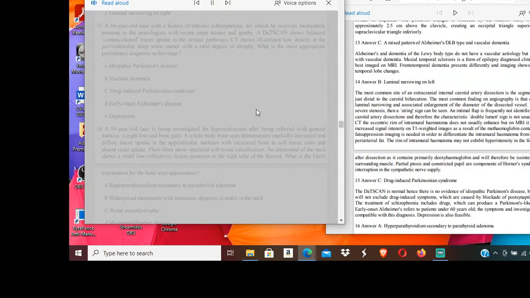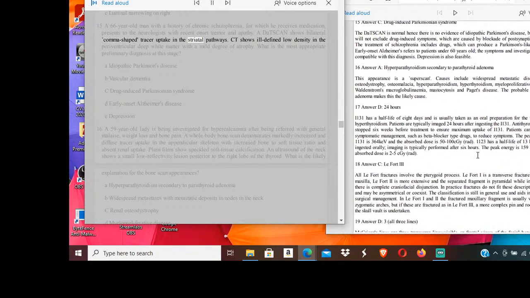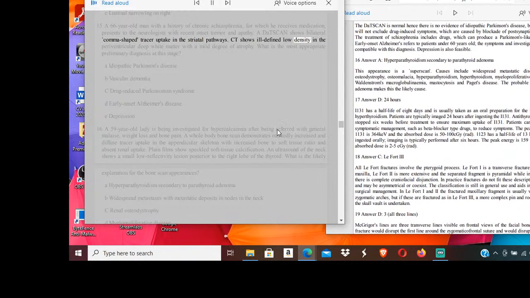Luminal narrowing on right. 15. A 66-year-old man with a history of chronic schizophrenia, for which he receives medication, presents to the neurologists with recent onset tremor and apathy. A DaTSCAN shows bilateral comma-shaped tracer uptake in the striatal pathways. CT shows ill-defined low density in the periventricular deep white matter with a mild degree of atrophy. What is the most appropriate preliminary diagnosis at this stage?